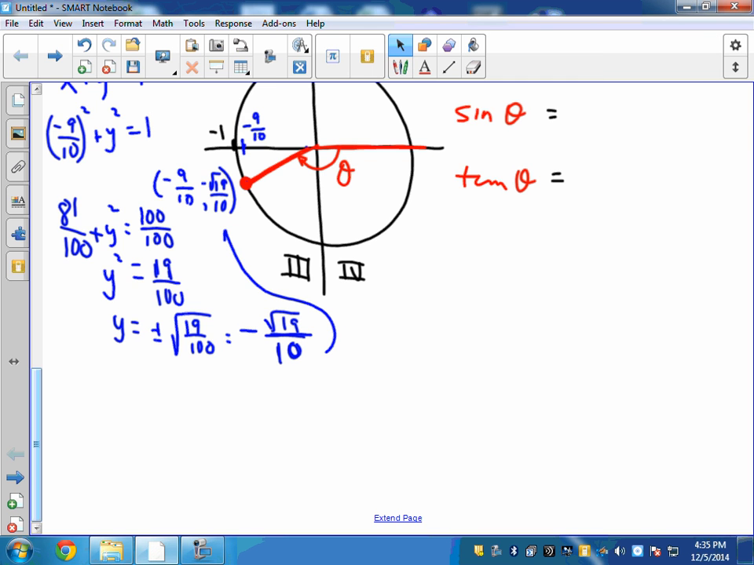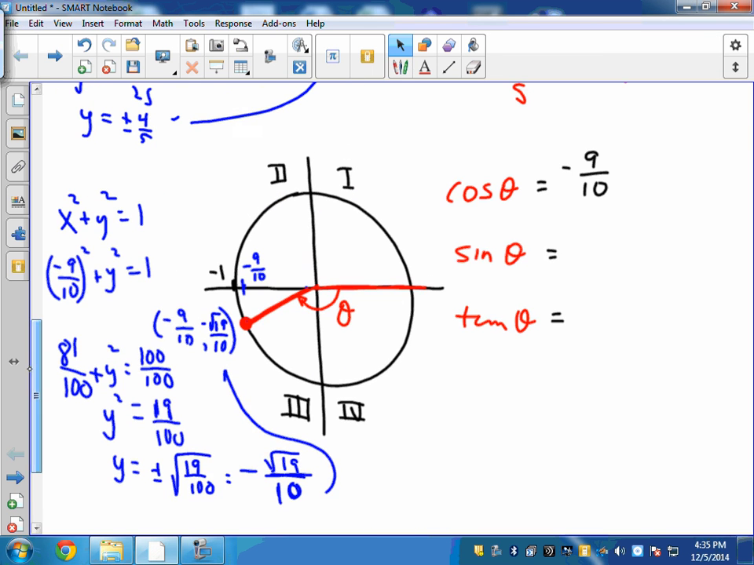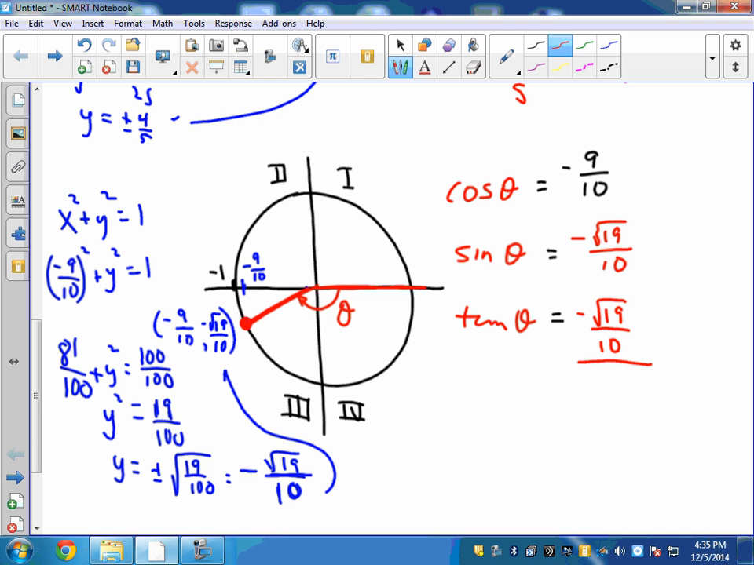Once we've done that work, we can go back and fill in these slots. The sine is negative the square root of 19 over 10, and the tangent is the y-coordinate, negative square root of 19 over 10, divided by -9 over 10, which works out to be the square root of 19 over 9. The 10's cancel, the negatives cancel, and we have the square root of 19 over 9.